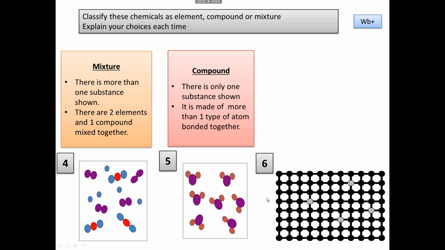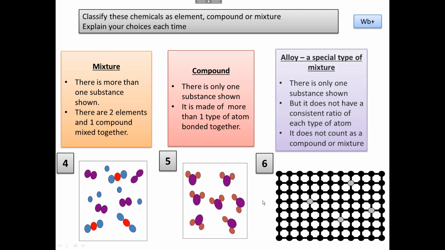Number 6, I put this in as a tricky example to stretch you. This is actually the way that we represent the atoms in an alloy, which is a special type of mixture. The reason why it's a mixture and not a compound is because the amount of this different type of atom which is added can vary from alloy to alloy. It might be 3%, it might be 5%, but it doesn't have a fixed, consistent ratio of one type of atom to another. In this chemical, number 5, there will always be one purple atom for every 2 brown atoms.